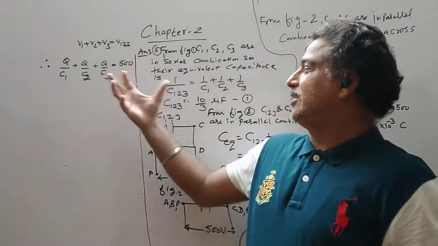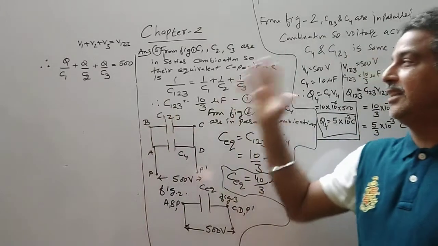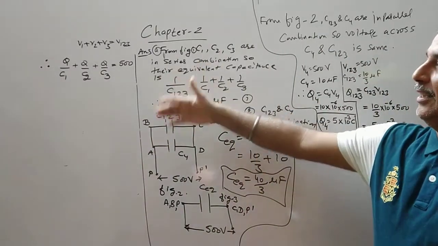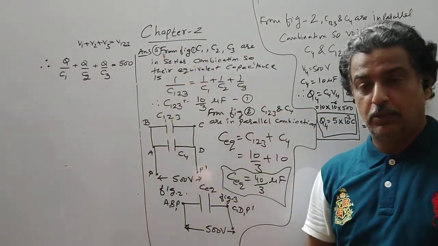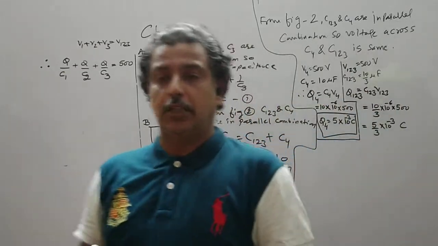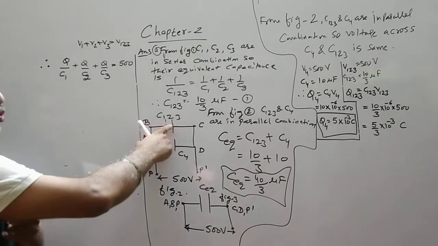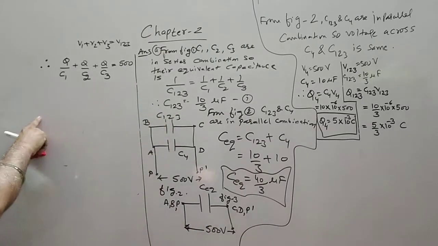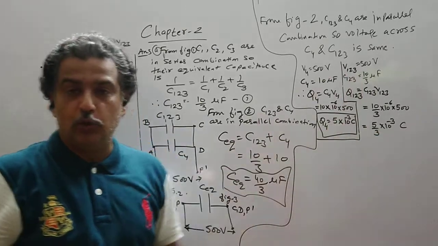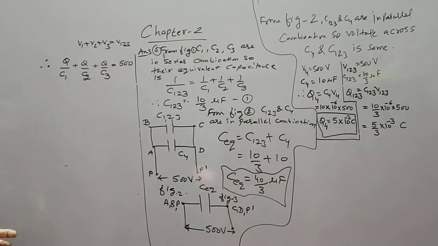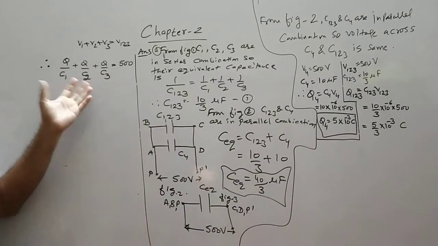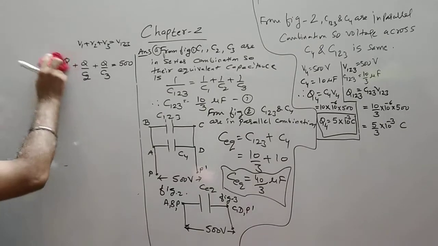So I take the charge on C1, C2 and C3. I name it Q. So we will see what is the total charge. This is the charge on C123. I come back to this. So I can write Q123 is directly equal to 5 by 3. Or if you want to find out, you can do this method. Again, you will come to the same conclusion.